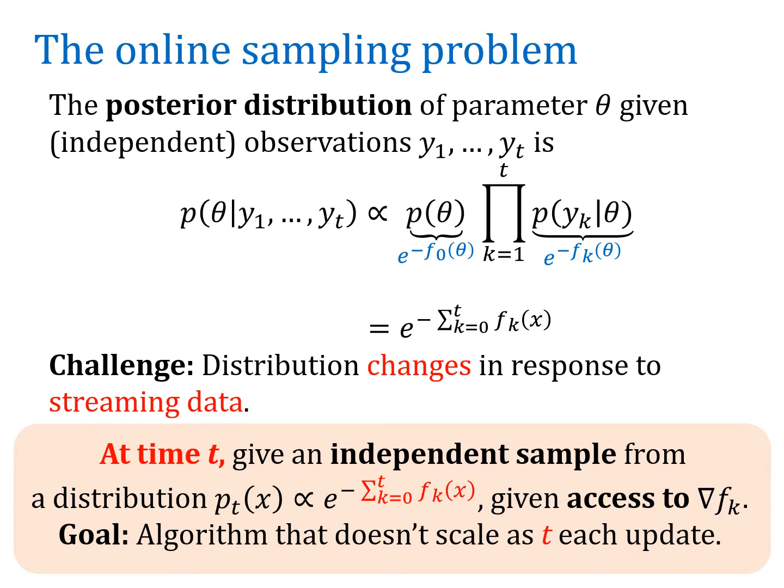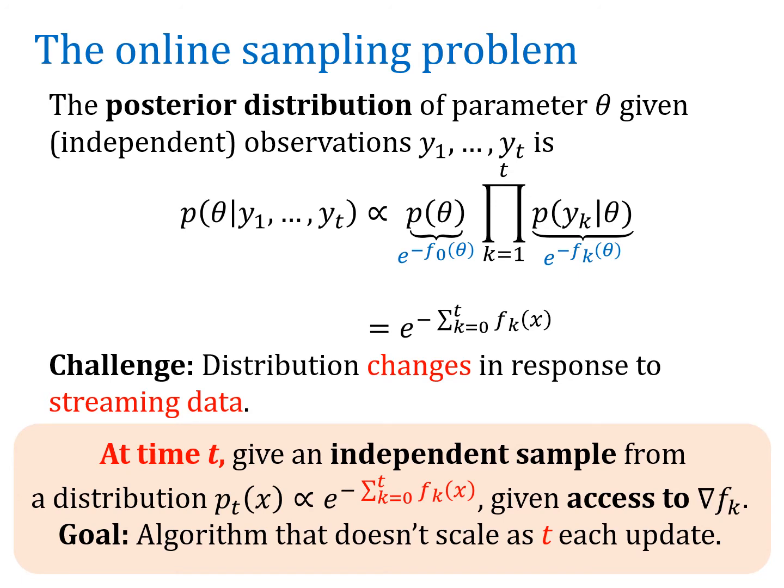Suppose we have a probabilistic model for how observations y_k are generated given a parameter theta. By Bayes' rule, the posterior distribution over theta is given by the prior multiplied by the likelihoods of each of the y_k. Letting these be e to the minus f_k, the distribution is then given as e to the minus sum of the f_k. One way to do posterior inference is to sample from this distribution.